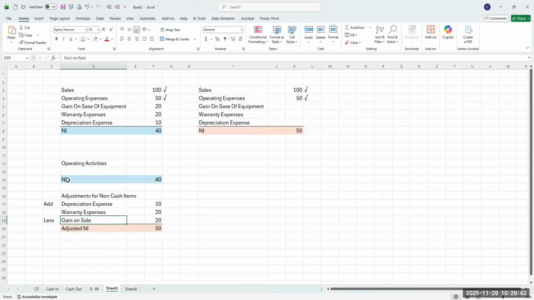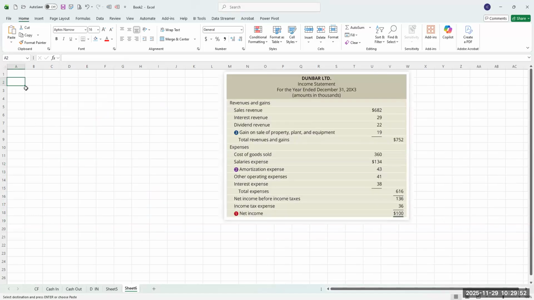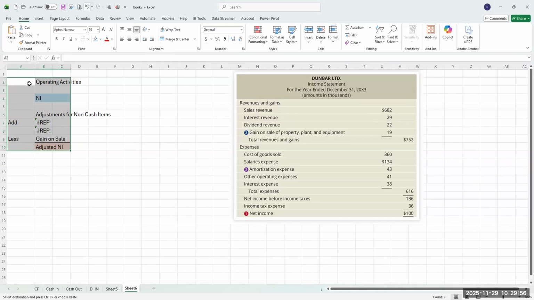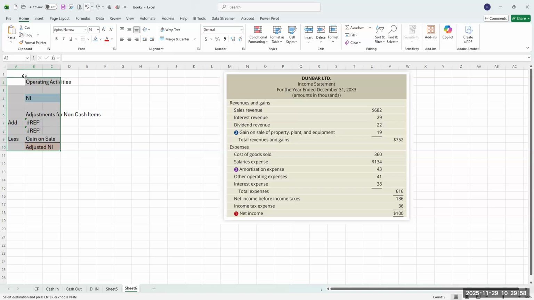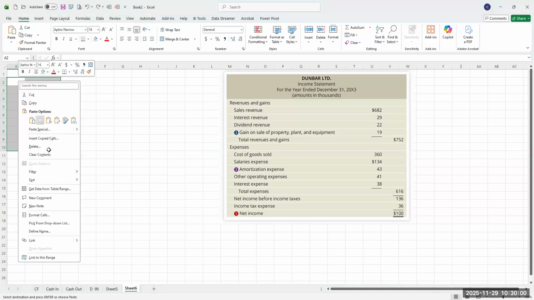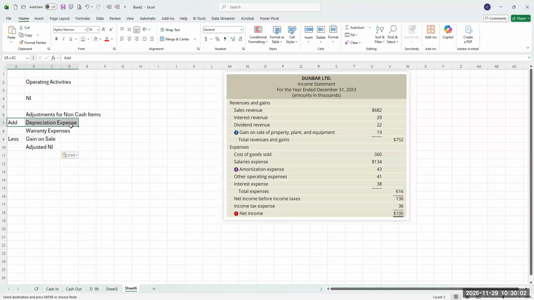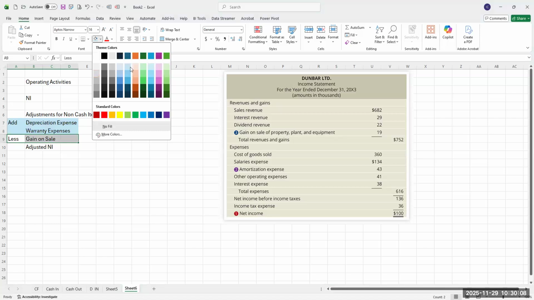I'm going to copy this operating activities. We don't need the formulas. I'm going to copy this and paste it right here so we can have it. Not like that, probably going to paste it as letters. And what I'm going to do, I'm going to highlight what we have to add and highlight what we have to deduct.